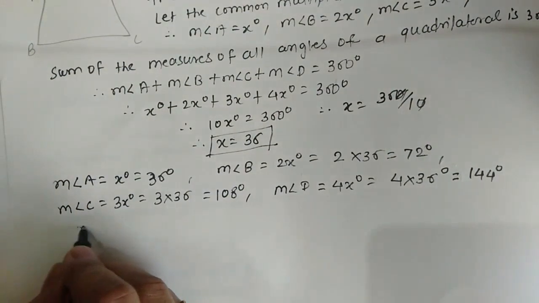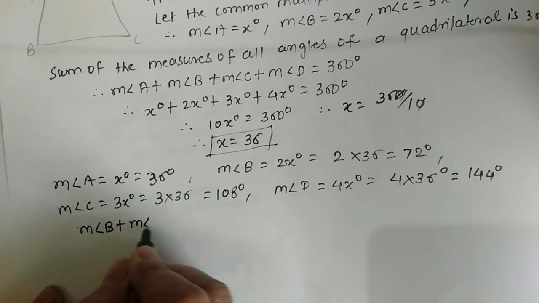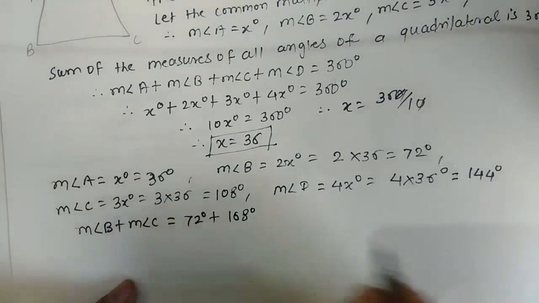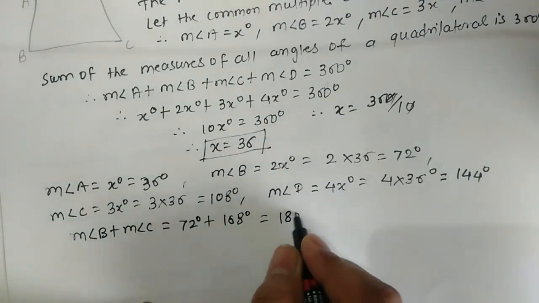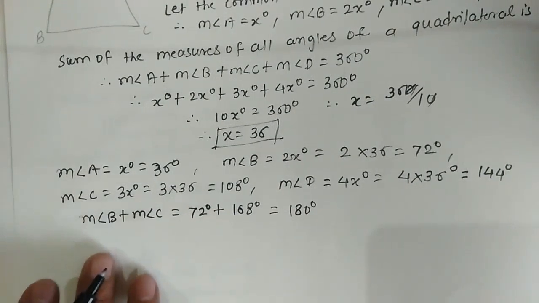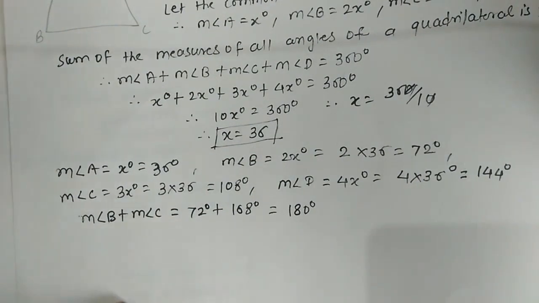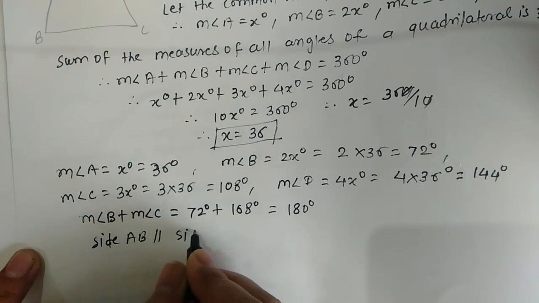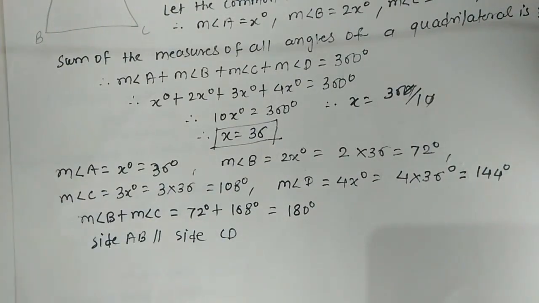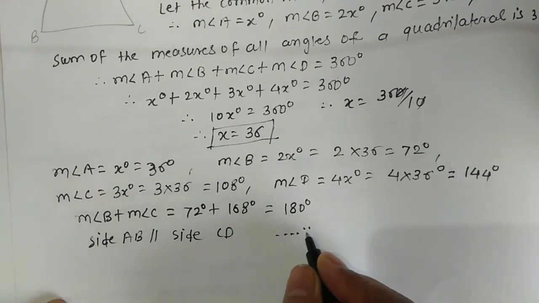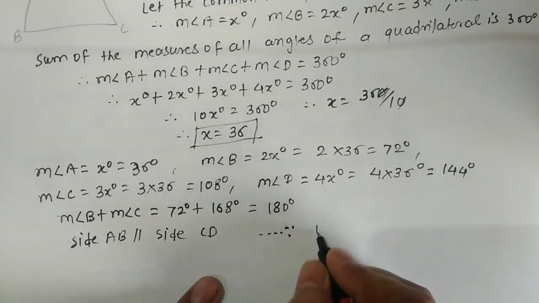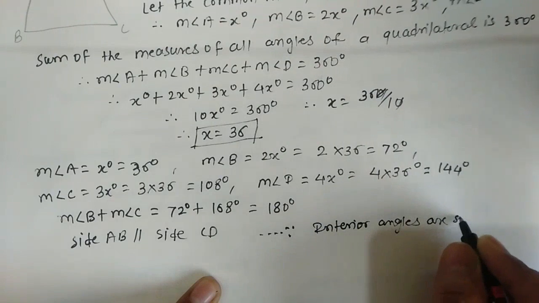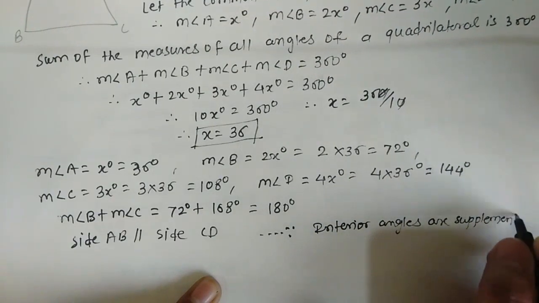Now see, the measurement of angle B plus measurement of angle C is equal to 72 degrees plus 108 degrees, which is equal to 180 degrees, meaning both angles are supplementary, meaning side AB is parallel to side CD, because interior angles are supplementary.